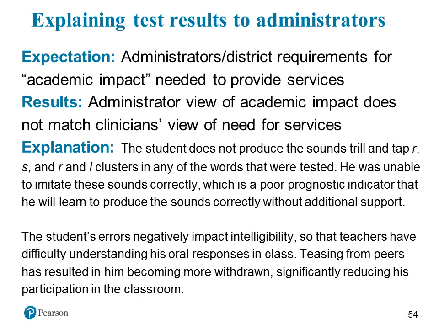He was unable to imitate these sounds correctly, which is a poor prognostic indicator that he will learn to produce these sounds correctly without additional support. And then additionally, the student's errors negatively impact intelligibility, so that teachers have difficulty understanding his oral responses in class. Teasing from peers has resulted in him becoming more withdrawn, significantly reducing his participation in the classroom. So not only is it important to explain test scores, it's also important to have data and report data that explains the impact on an individual's day-to-day interactions.